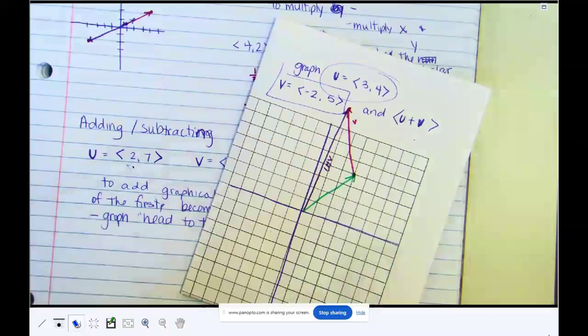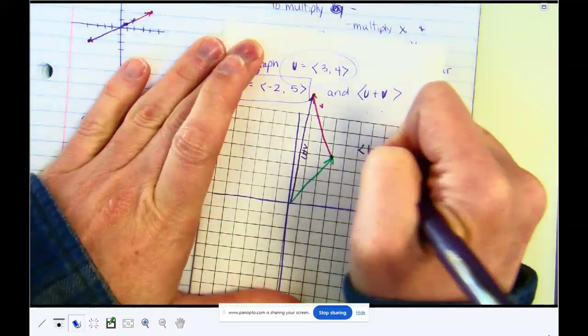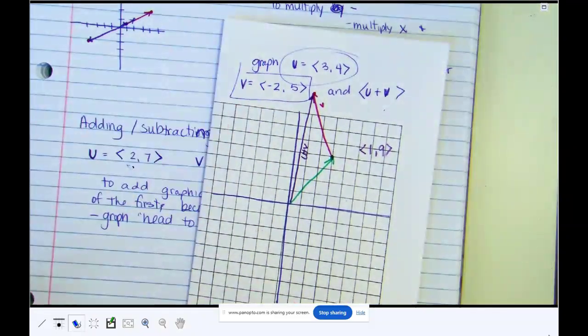Yep, it does look like 1, 9. So u plus v is 1, 9. Now, every time you add them, I'm not going to make you graph. Okay?